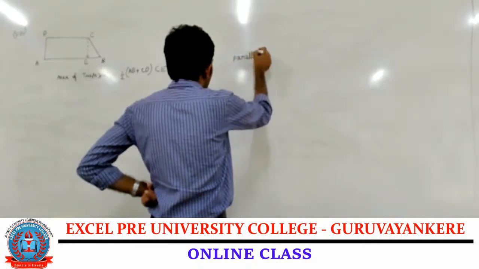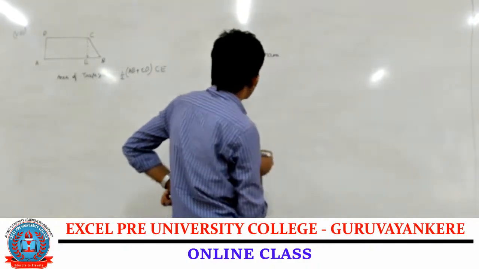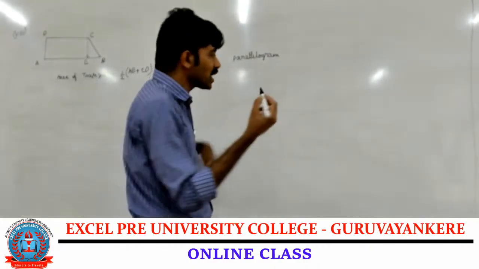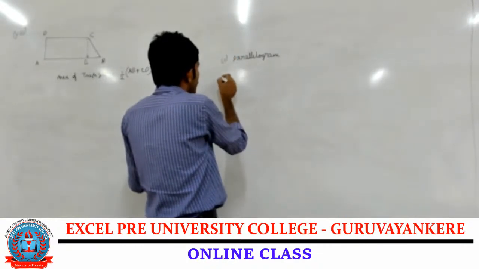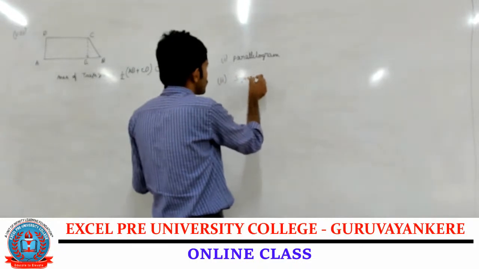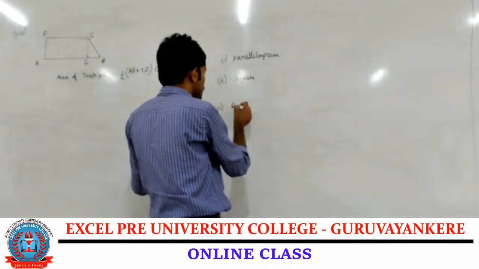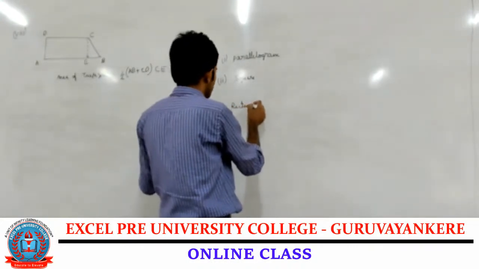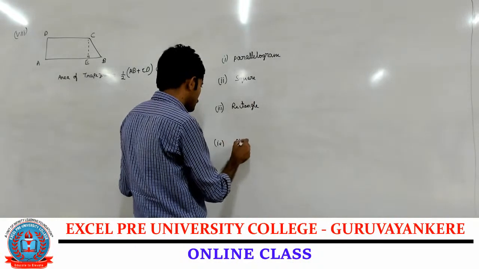Different types of parallelograms are there. The parallelogram itself is one I can discuss. Second one is the square. Third one is the rectangle. Fourth one is the rhombus.